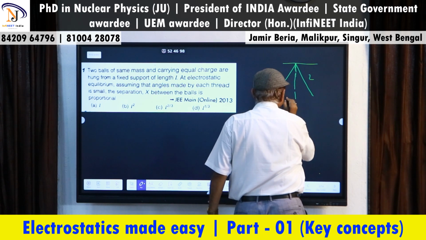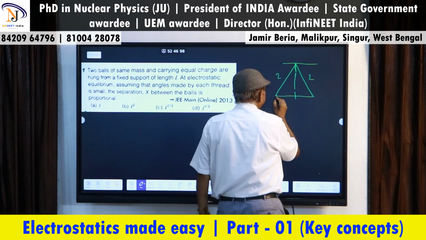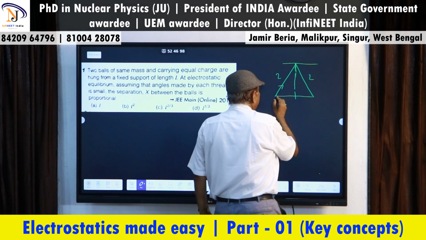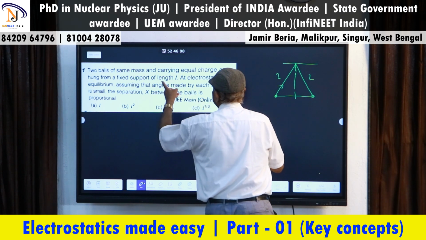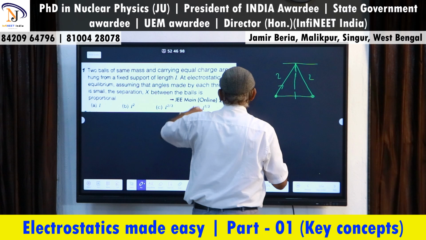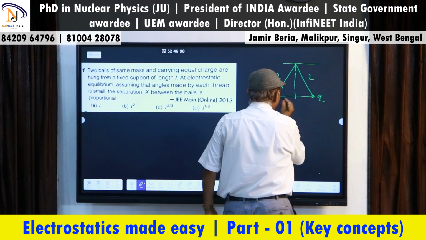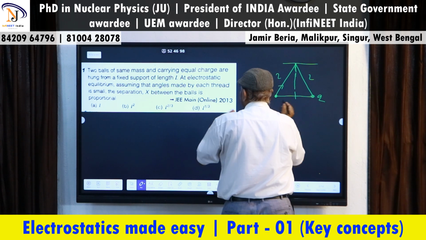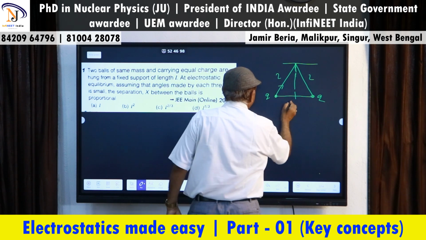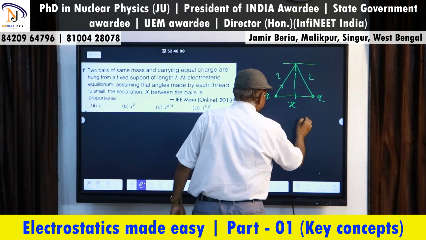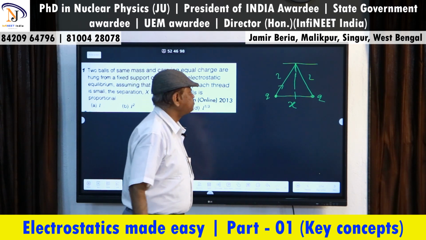This is the perpendicular bisector position. You are seeing two charges of the same mass carrying equal charges, that is, both have the same charge Q. The length of each string is fixed at L, and the distance between the two charges is x. Am I clear or not?